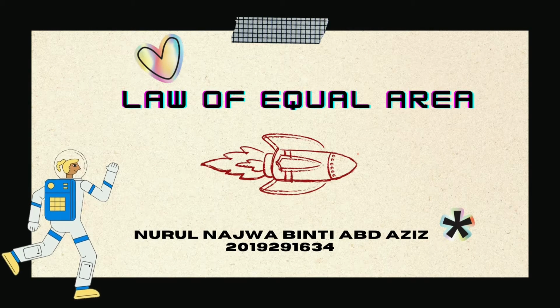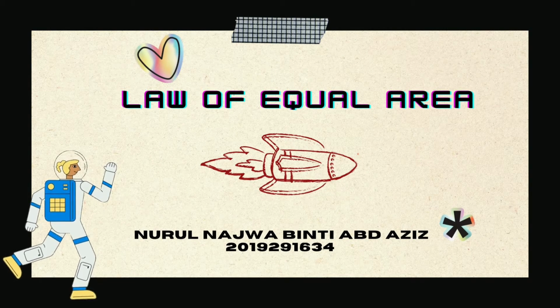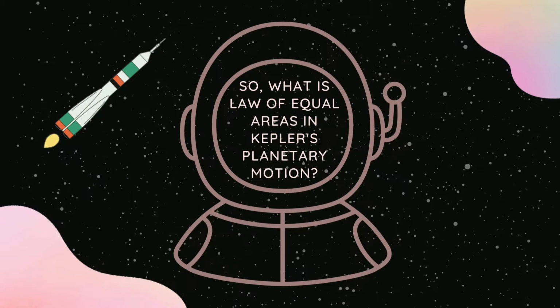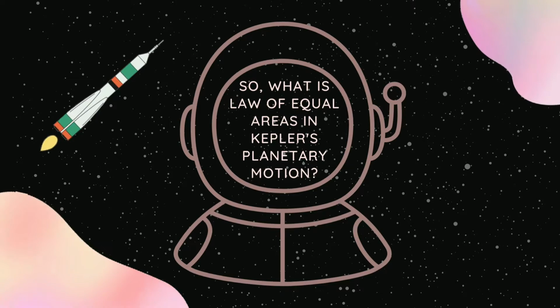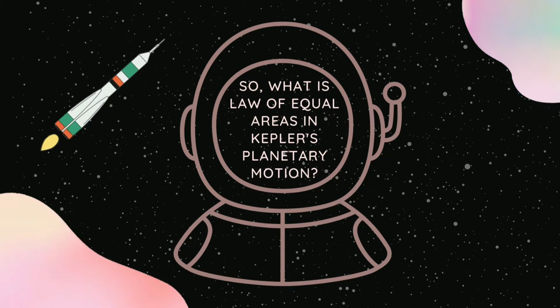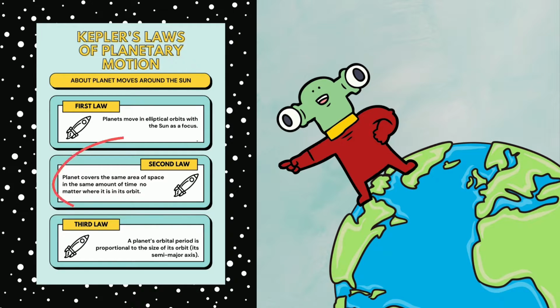I will continue to explain the subtopic of the law of equal areas, which is the second law in Kepler's planetary motion. So here we go. What actually is the law of equal areas in Kepler's planetary motion? First, we need to understand the meaning of this law. I put here the three laws with their meanings, but now we only need to focus on the second law. The second law of Kepler's planetary motion means a planet covers the same area of space in the same amount of time no matter where it is in its orbit.